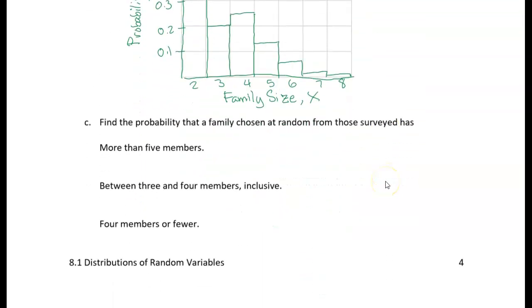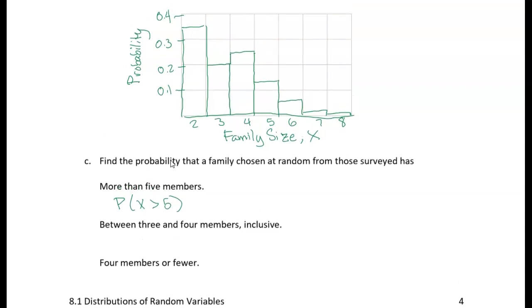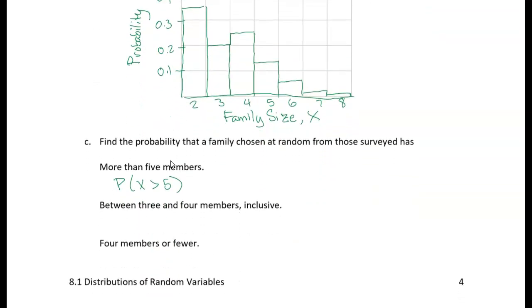All right, now we have a few questions here to answer. Find the probability that a family chosen at random from those surveyed has more than 5 members. I want to calculate the probability that the random variable is greater than 5. Not greater than or equal to, it says more than, so it doesn't include 5. So what we're going to do is add up the probabilities for 6, 7, and 8. Sorry I can't have both on here at the same time, but you can just look back at your table and read the values off.